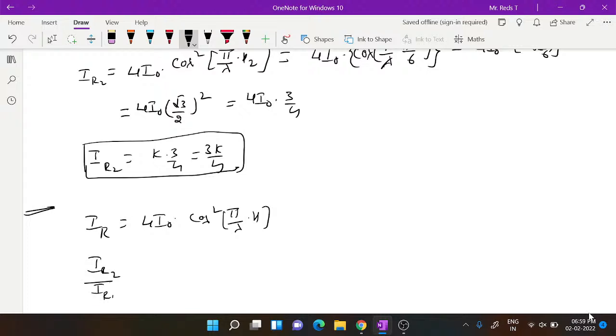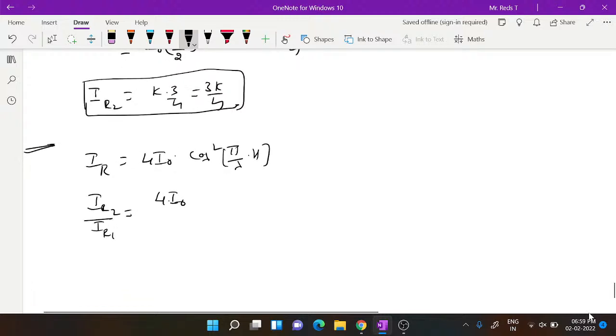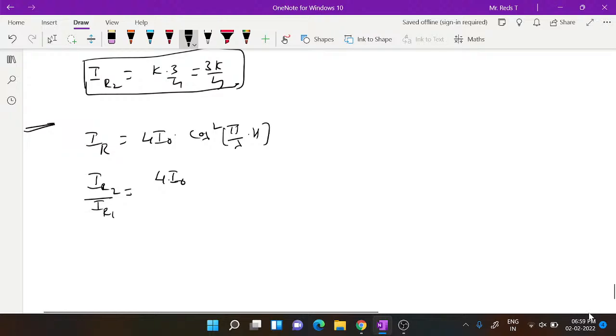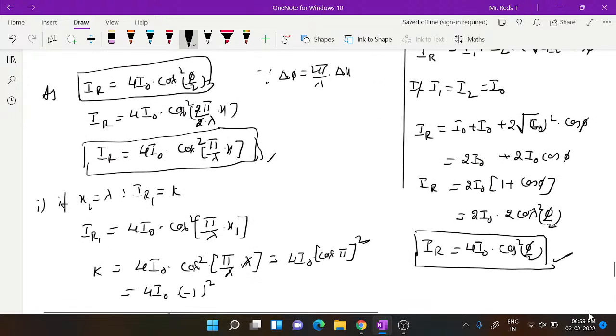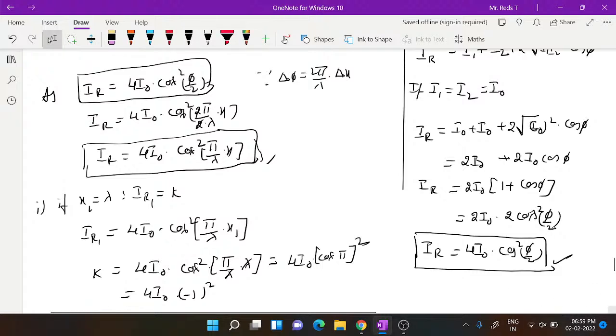IR2 by IR1 is equal to 4 I naught. So actually, yes, it can be cancelled. But here we have already taken this IR1 as k. Okay, sir, that is the way you can take it.